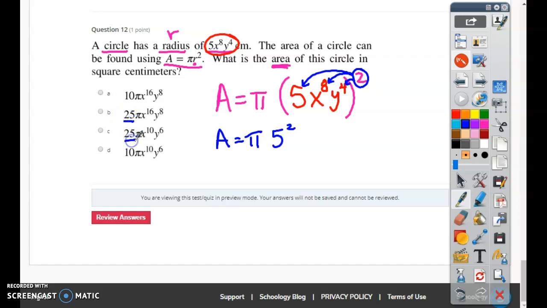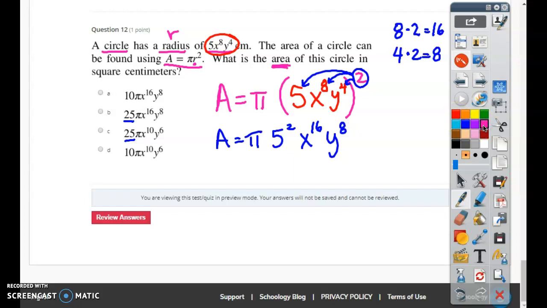25. So those are 2 of my answer choices. And then what do I do with these 2? The 8 and the 2. Power to another power. What do you do, add or multiply? Multiply. It's going to be 8 times 2. What's that? 16. So my x is to the power of 16. And then multiply these 2. 4 times 2 is 8. So my y is to the power of 8.